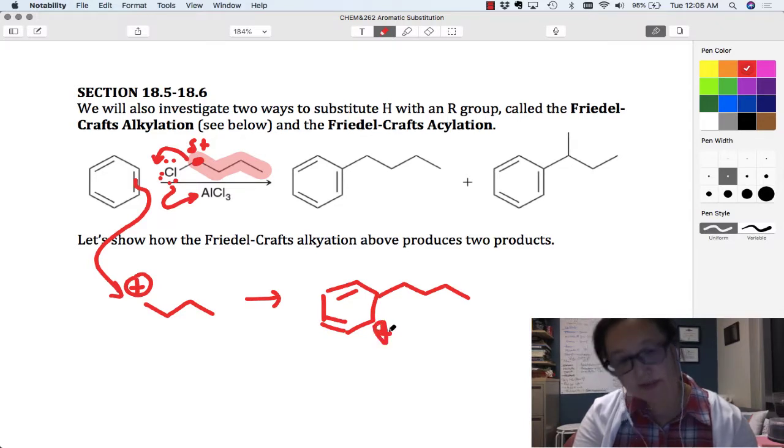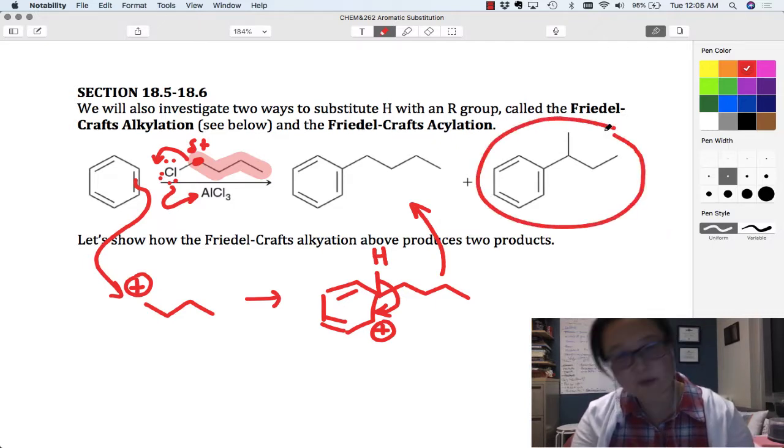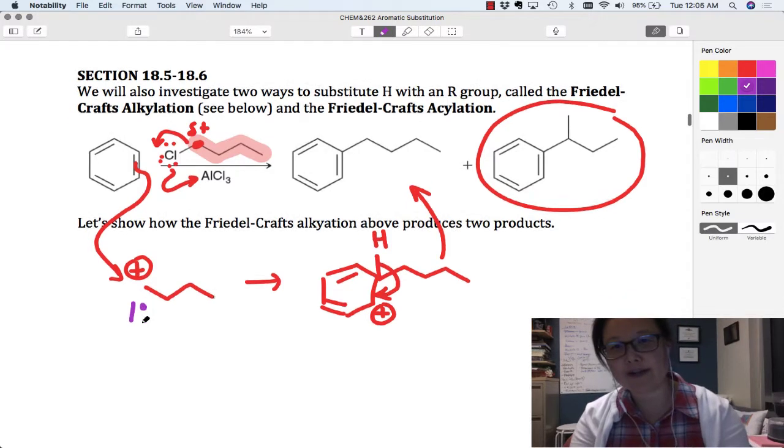And then I just need to regenerate my aromaticity after I do that. So how to do that is I take this hydrogen and I'm going to regenerate the aromaticity. Now the only downside is you get rearrangement. Do you know why you would get rearrangement? Take a look at our carbocation. This is primary. That's not so great, right?